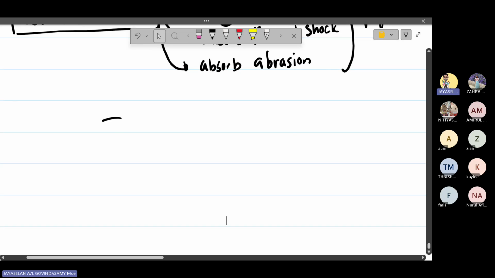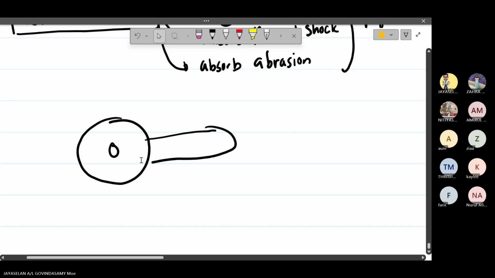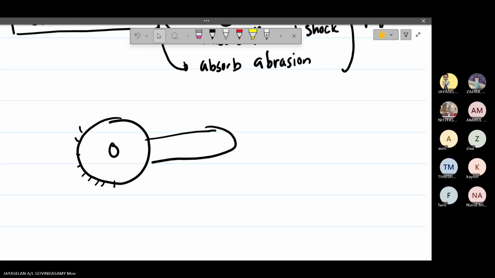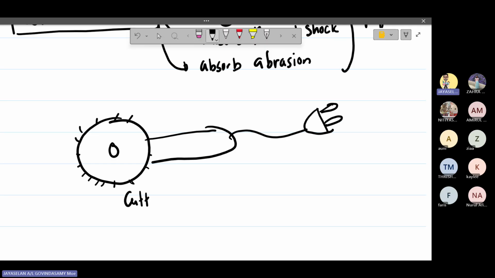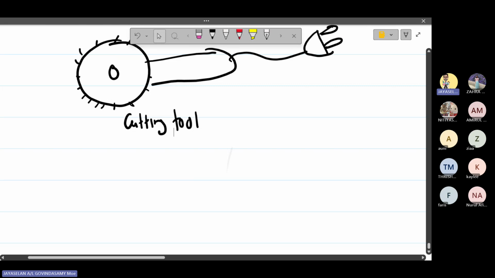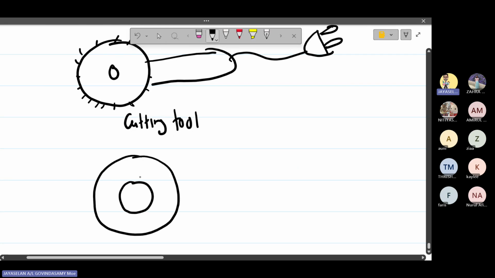Okay, in the exam, they show you this one. What is this? Cutting tools. You can cut the metal, all that. Okay, one more. They show you this one.